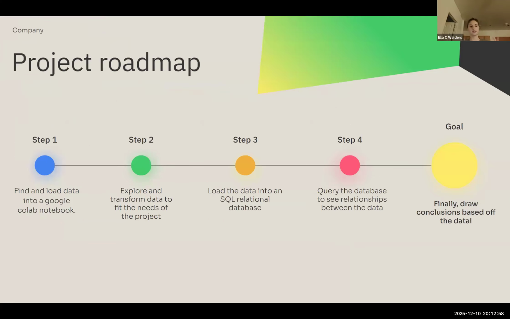The roadmap of this project is to first find and locate the data and put it into my Google Colab notebook so that we can begin step two, exploring the data and transforming it to meet the needs of the project. Step three is to load that data into an SQL relational database, then to query the data to see the relationships between said data. Finally, we can draw inferences and not statistically based, but conclusions off the data, right?